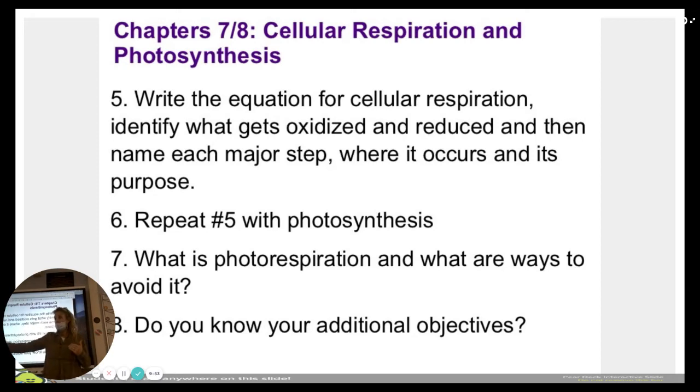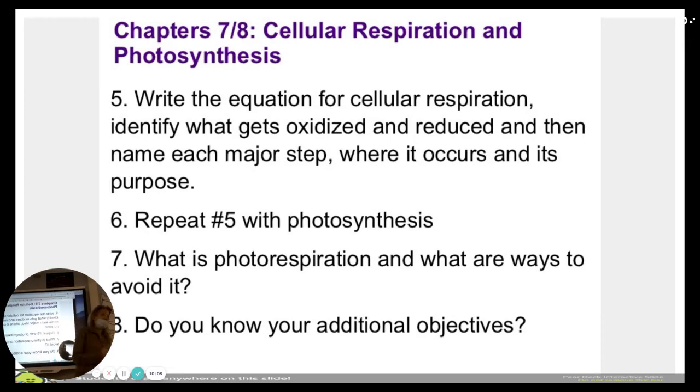Carbon dioxide, right? And the oxygen is going to be reduced into what? Water. Okay. And you're also going to make as a product ATP, right? A bunch of ATP. Do the other one and then I'll come back to you, okay?